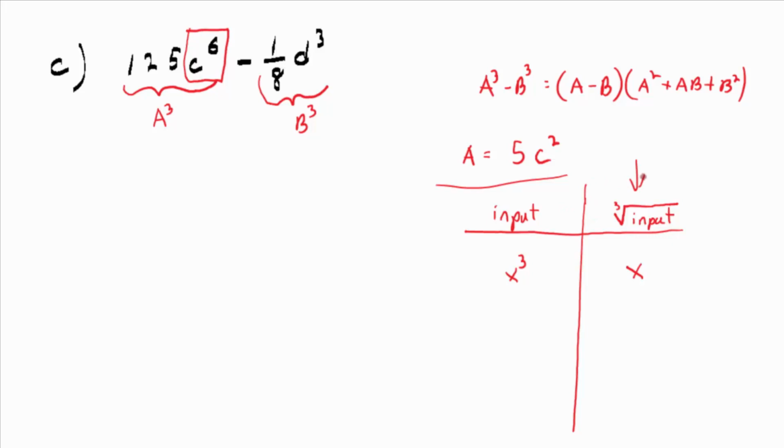My claim is any power of x that's a multiple of 3 is going to be a perfect cube. So the next one up is x to the 6th. So think about it. What's the cubed root of x to the 6th? Put another way, what could you take to the 3rd power to get x to the 6th?